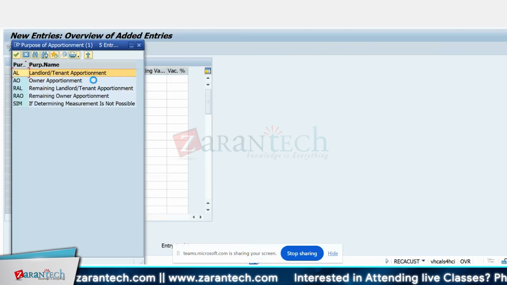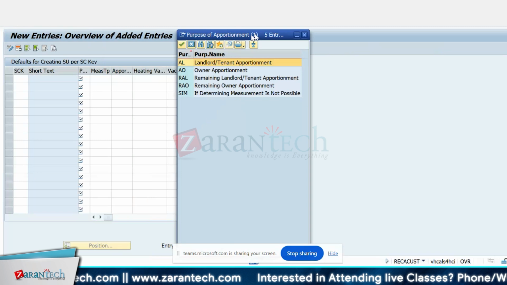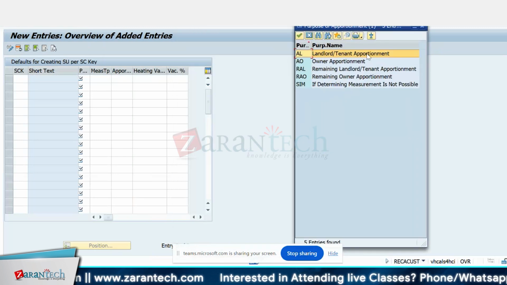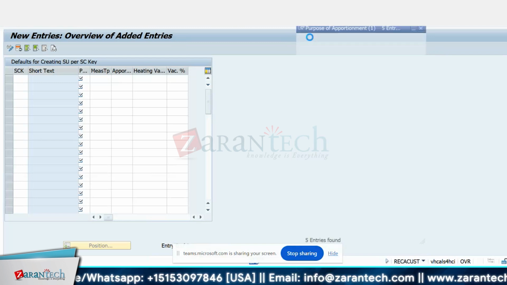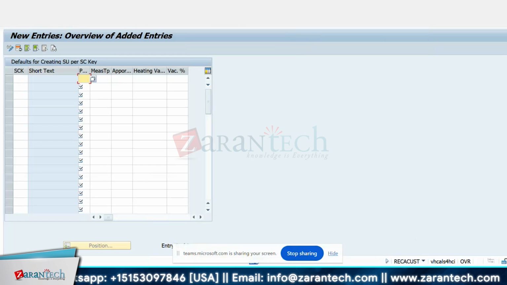So over here, if you see purpose of apportionment: landlord tenant apportionment, owner apportionment, remaining landlord tenant apportionment, remaining owner. So it would be majorly landlord tenant apportionment, when, let's say, I have a property or the mall owner is collecting any cost from the tenants. So that is how it will be.